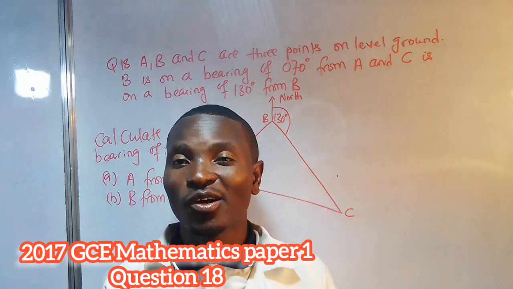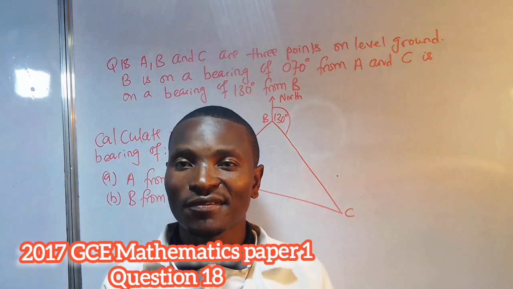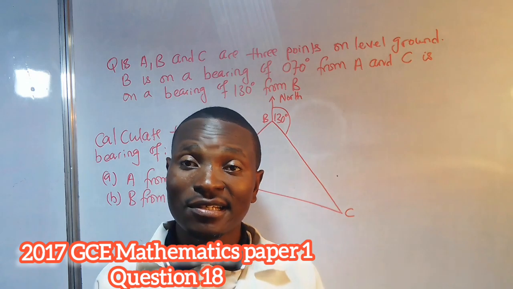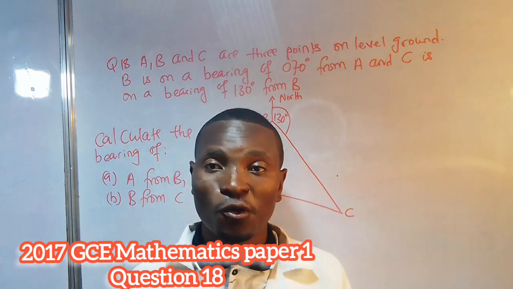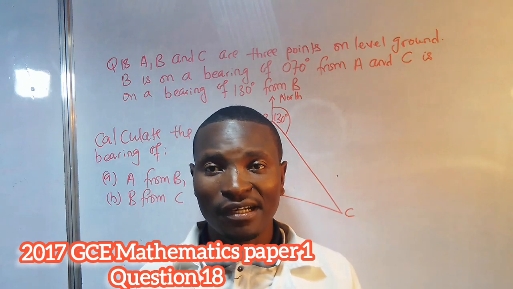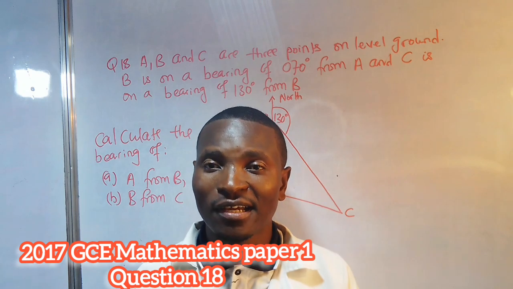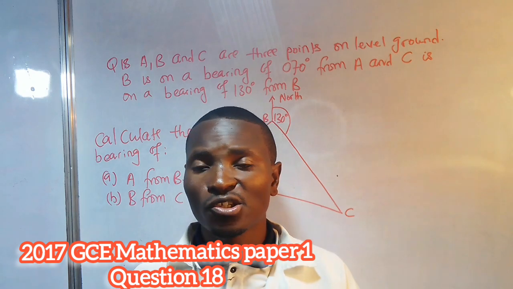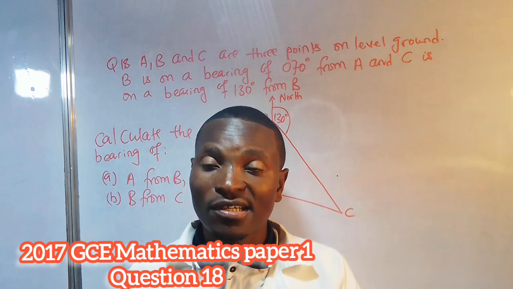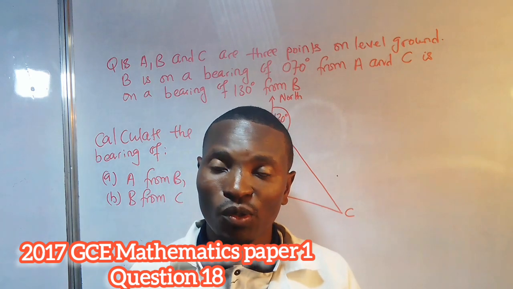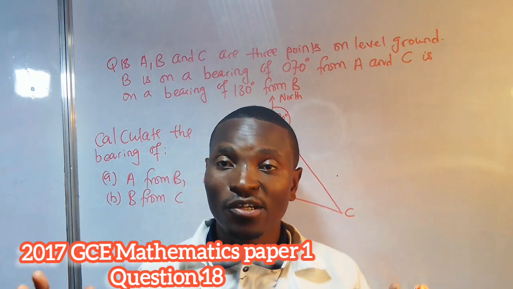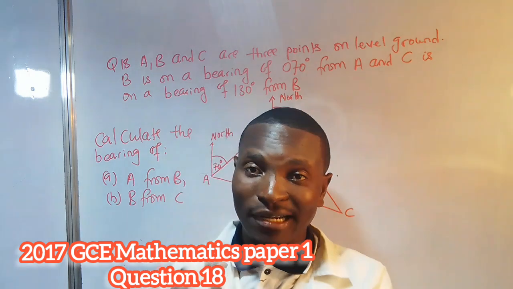In today's video we are going to solve this question from 2017 GCE Mathematics Paper 1. This is about bearings. Bearings are fundamentals in mathematics. Without bearings, it is very difficult to solve questions in trigonometry, because you have to know the angle in terms of movement. However, we're going to make it very simple for you to understand this question.